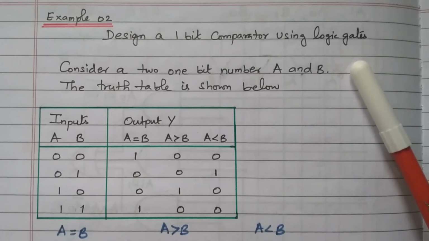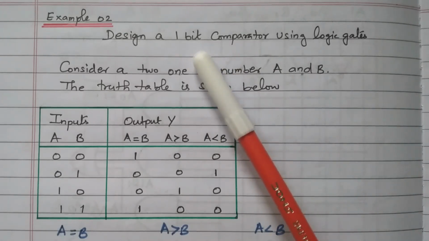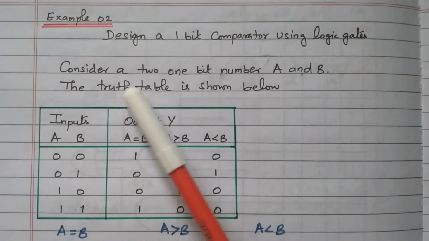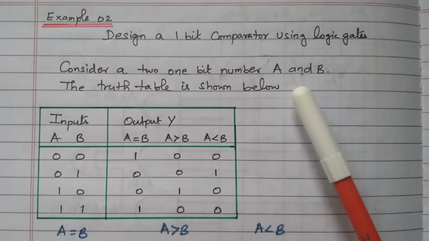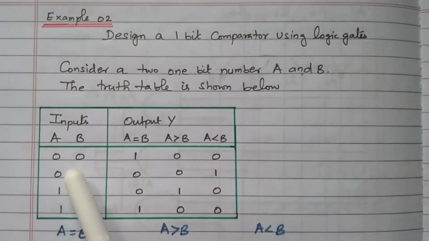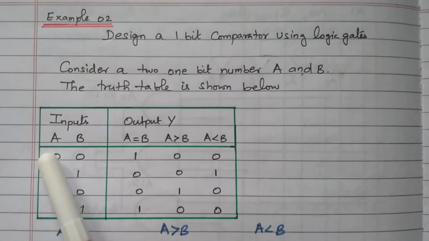Now we will go to the topic. We need to design the 1-bit digital comparator using logic gates. So consider two 1-bit numbers A and B. Two numbers A and B having only 1 bit, right? The truth table is shown below. The inputs are A and B, each having only 1 bit.